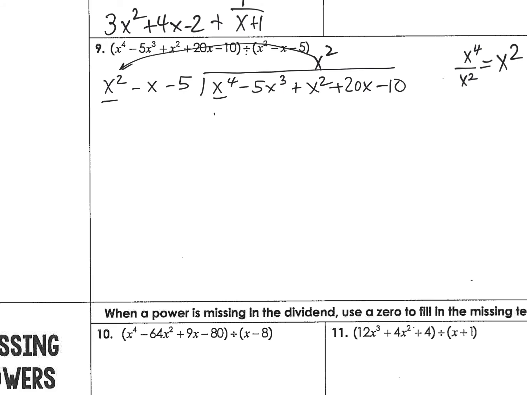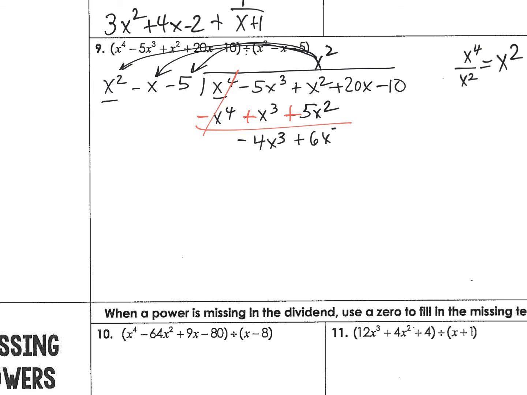X squared times x squared is x to the 4th. X squared times minus x is negative x cubed. X squared times negative 5 is negative 5x squared. Change signs. That becomes negative, that becomes positive, that becomes positive. Boom, it goes away. So we're left with negative 4x cubed plus 6x squared, and we bring down plus 20x. And we start all over again.